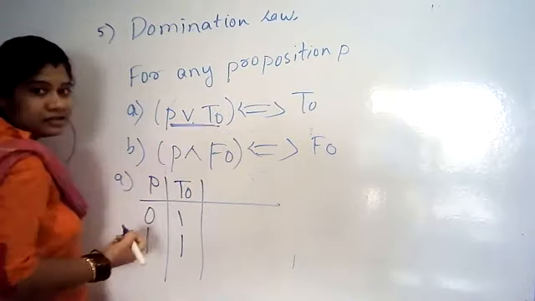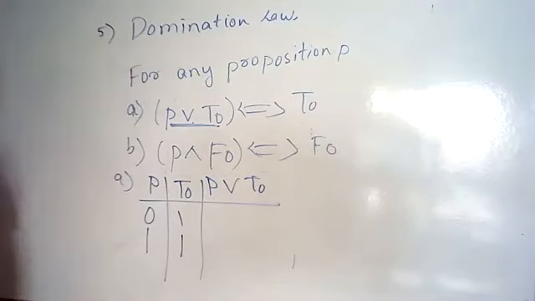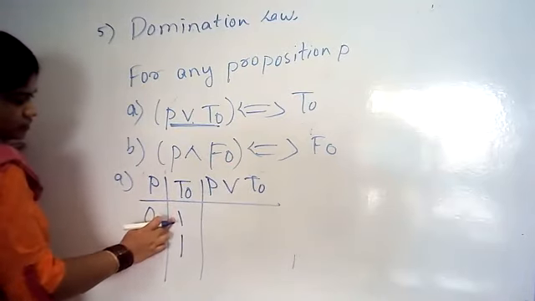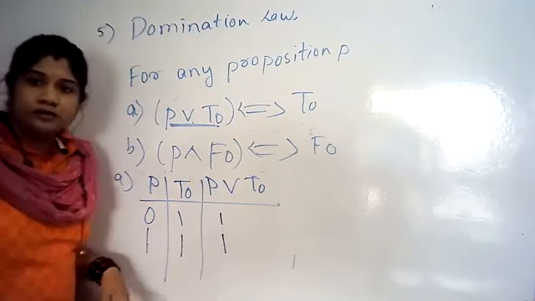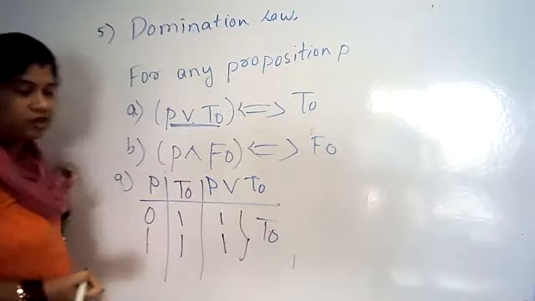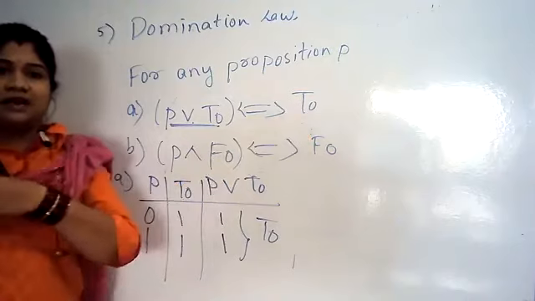P disjunction T0. How will we do P disjunction T0? See here, this is P, this is T0. What is 0 disjunction 1? It is 1. What is 1 disjunction 1? It is 1. So what result have I got? 1 and 1. What is this? Tautology. Similarly, the second one also.